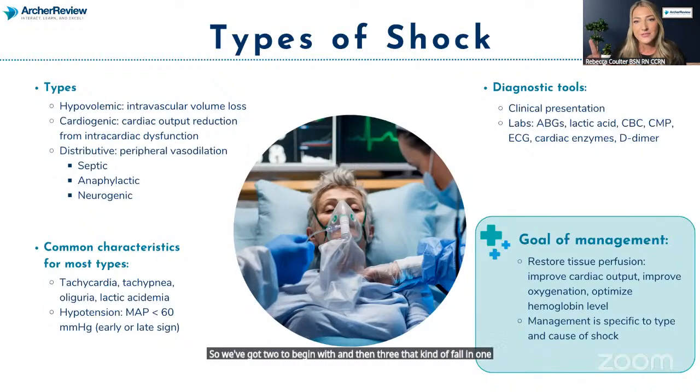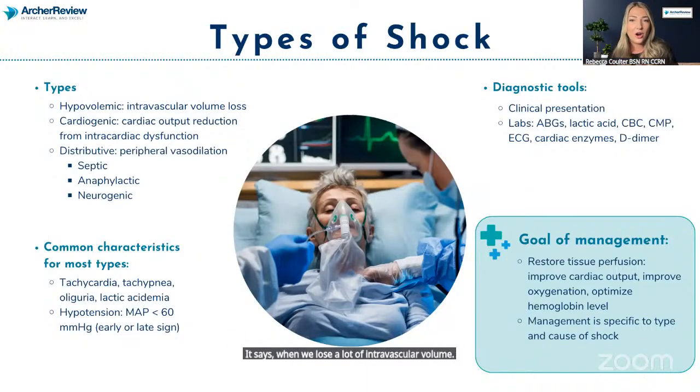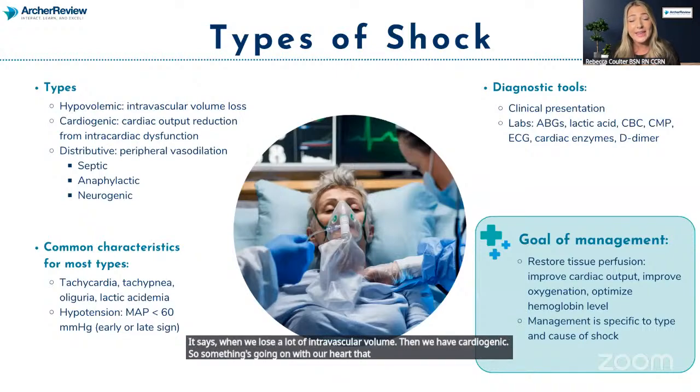So our first state of shock that we're going to talk about is hypovolemic. This is when we lose a lot of intravascular volume. Then we have cardiogenic. So something's going on with our heart that's obstructing our cardiac output. That would lead to tissue hypoperfusion, right? We can't get oxygen out to the tissues. Same with hypovolemic. If we lose a lot of intravascular volume, we lose a lot of blood pressure. That's going to lead to tissue hypoxia and hypoperfusion.